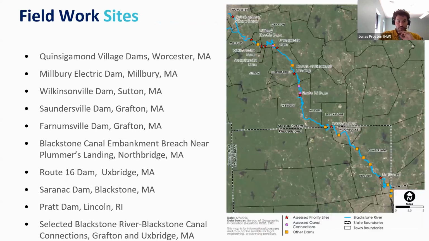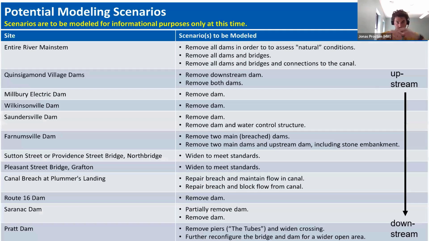So that leads to this long list of sites, which I won't read through now because we're going to look through them in all of the potential modeling scenarios. But as you can see, we went out and surveyed about nine or 10 dams, as well as some canal river connection points, which all fed into our H&H model. And that leads to this big list of scenarios.